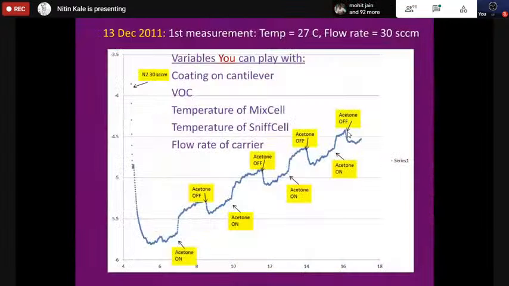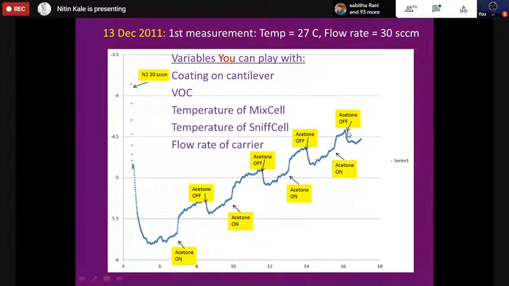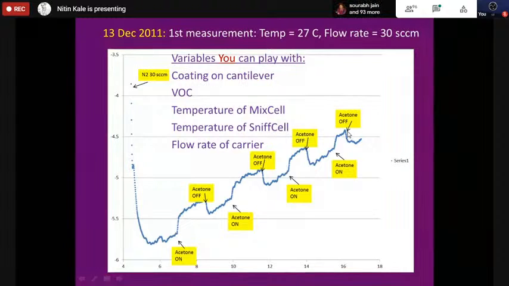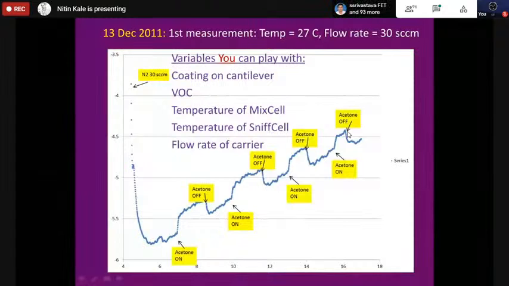This is an example of what is achievable with the OmniCan setup. First thing is, if you change the flow rate, you will see a deflection. So it's a flow rate sensor. If you put in acetone, you will see a deflection because of the coating on the cantilever. If you put off acetone, you will see a deflection. So this is very faithful.